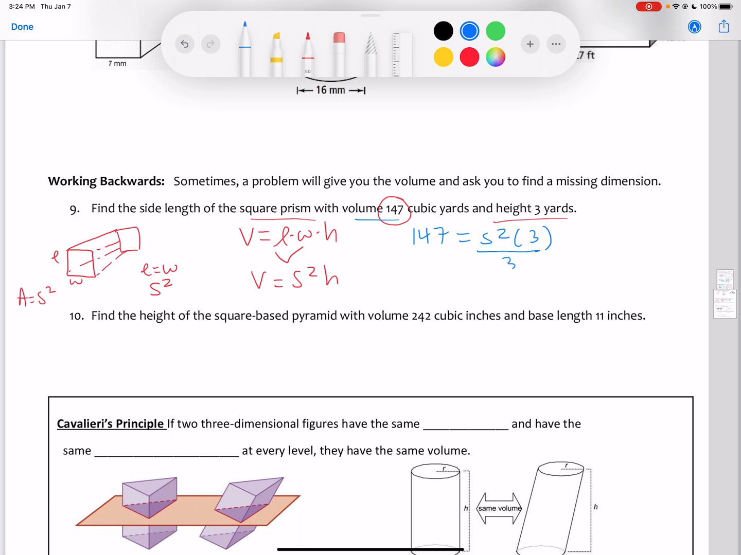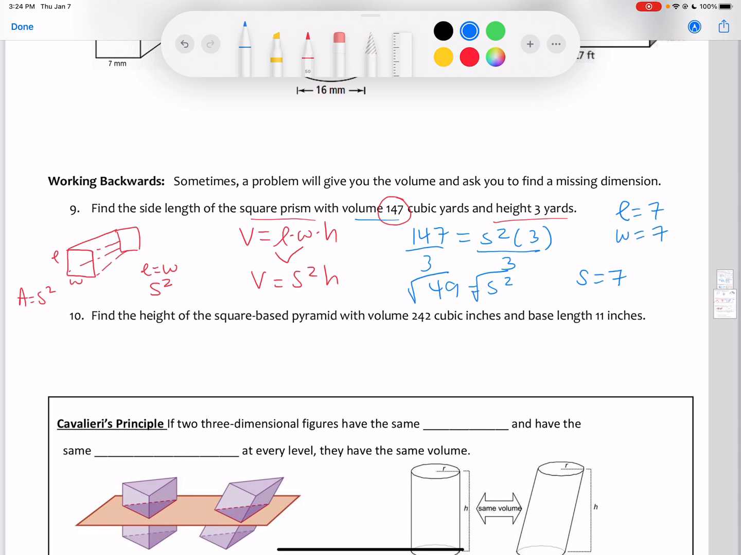So the opposite of multiplying is dividing. 147 divided by 3 is 49, equals side squared. Square root both sides, so the side has to be 7. Which means that the length is 7 and also that the width is 7.